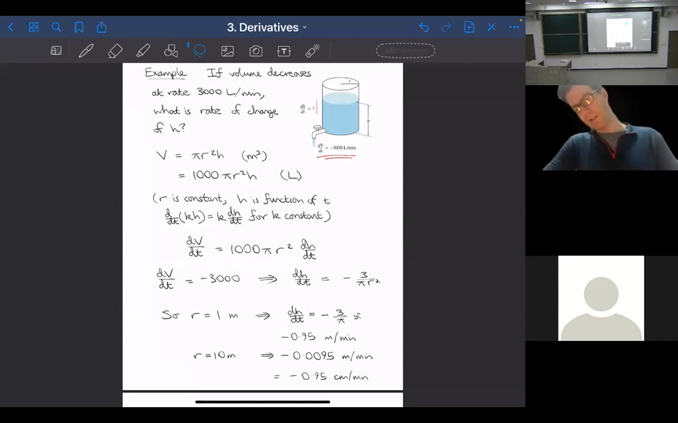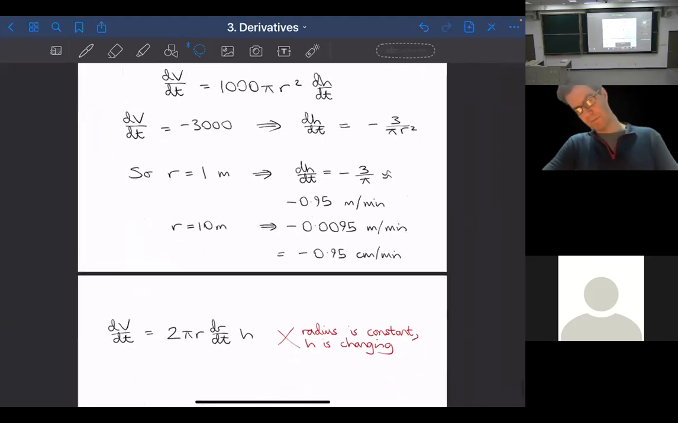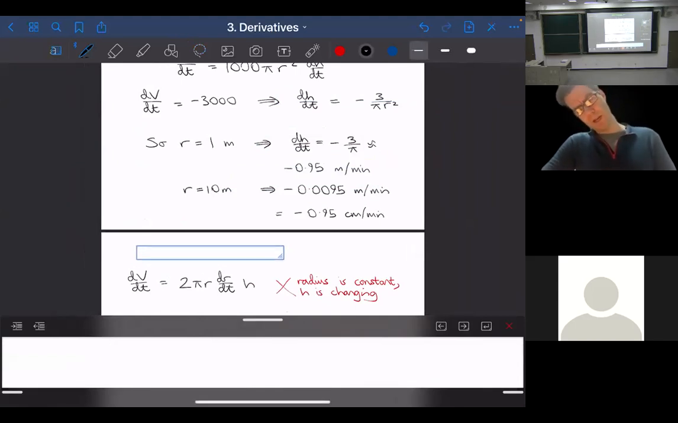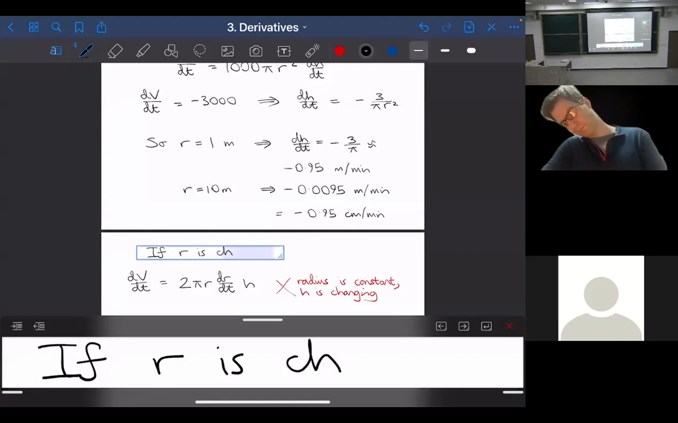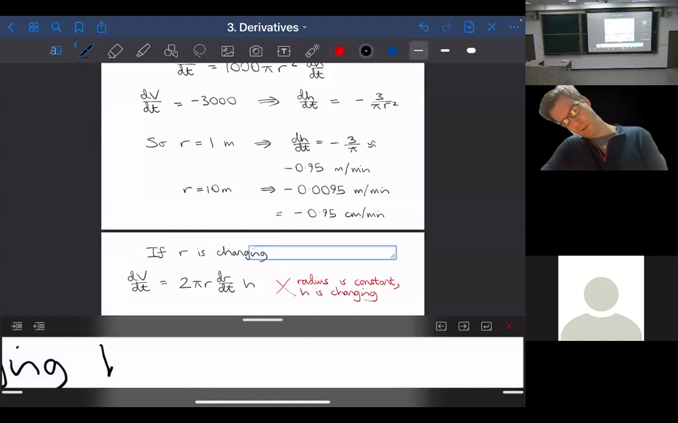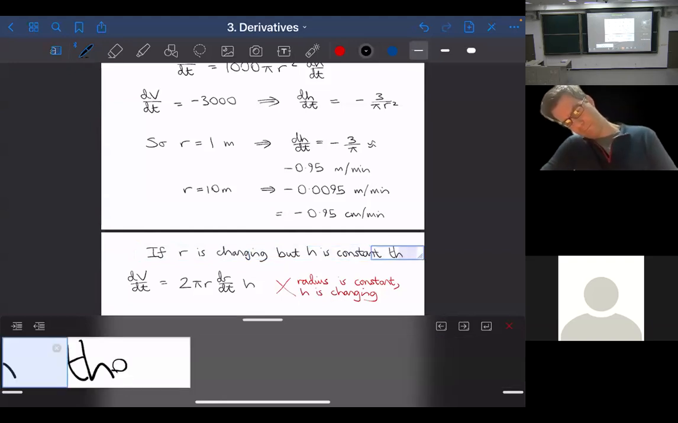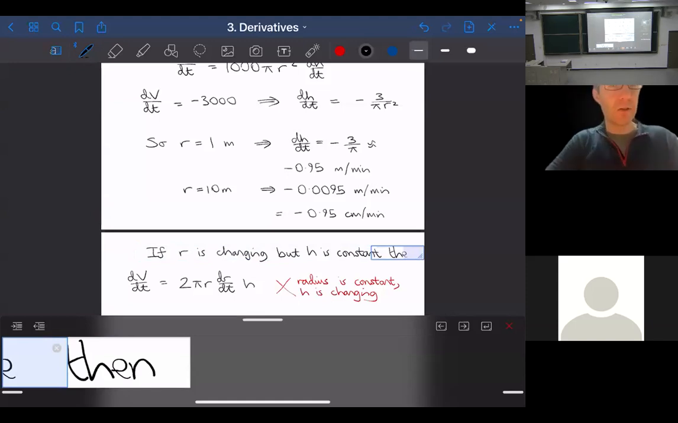Okay, so I made it a bit more confusing by making this error the first time round. I'll write this up more clearly when I publish the notes. But if R is changing but H is constant, then this formula holds. So if we had a tank where its radius was growing, then we'd use this formula. If its height was staying the same but its radius was growing, then we'd use this formula. So you have to think about what's happening in the question when you do this differentiation.